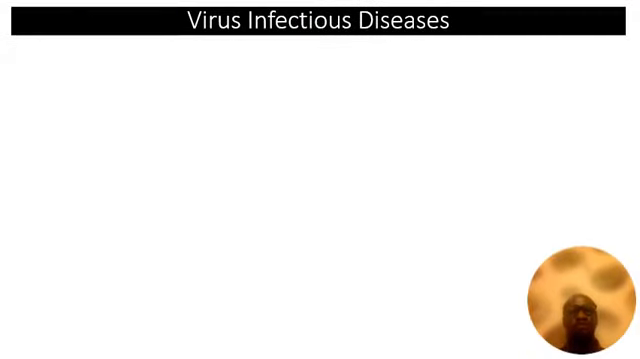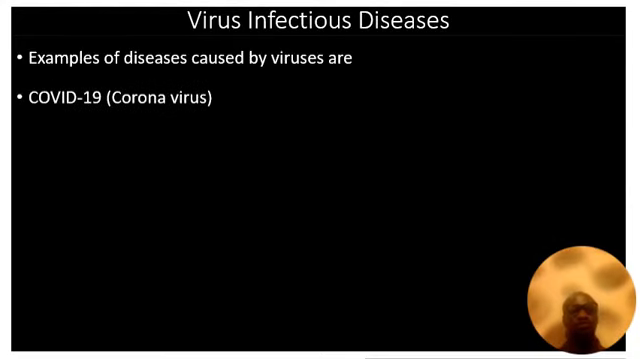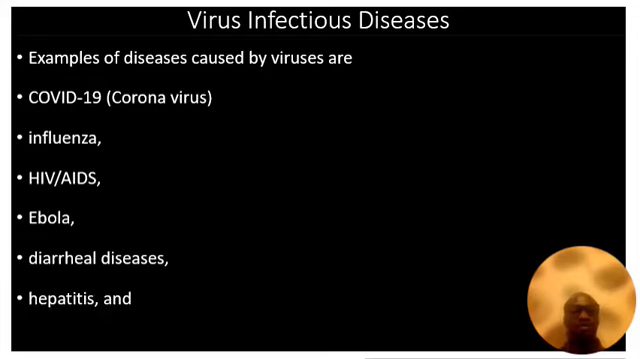Let's look at the example of viral infectious diseases. We have so many viral infectious diseases, but we are just going to mention very few among them. We have COVID-19, which was the recent one that had the pandemic effect. And we have the influenza virus, HIV/AIDS, Ebola, diarrhea disease, hepatitis, and West Nile disease. Among these are those that are usually caused largely by viruses. And we have so many that are not listed here because of our time.